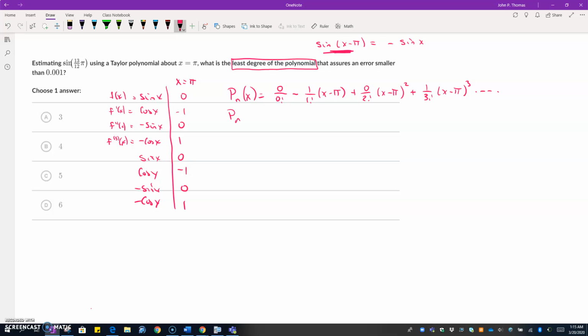So I've got p sub n of x equals negative 1 times x minus pi, 0 term disappears, 0 term disappears, plus 1 over 3 factorial, x minus pi to the third. Then a 0 term is going to cancel, and then we're back to a minus, and we're going to have 1 over 5 factorial, x minus pi to the fifth.